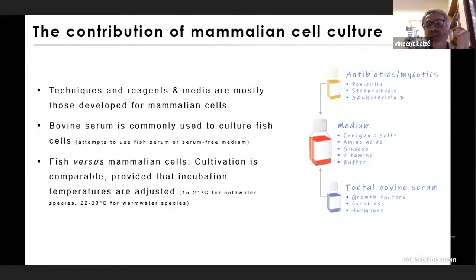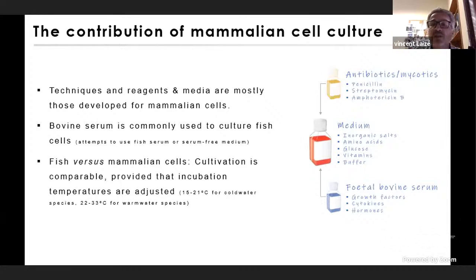So at this stage, I think it's important to mention that this fast provision of fish cell lines in the last decades largely benefited from the techniques, the reagents and the media that have been developed for mammalian cells. When I talk about techniques, it's the subculture, the cryopreservation or the transfection of the cells. About the reagents, it's the antibiotics, the antimycotics, or the basal medium that has been used for mammalian cells and has been successfully used for fish cells.